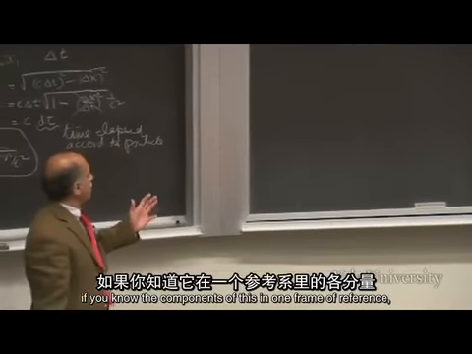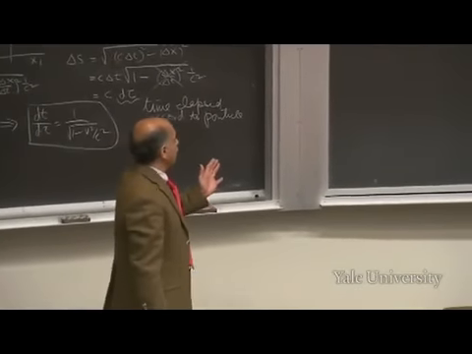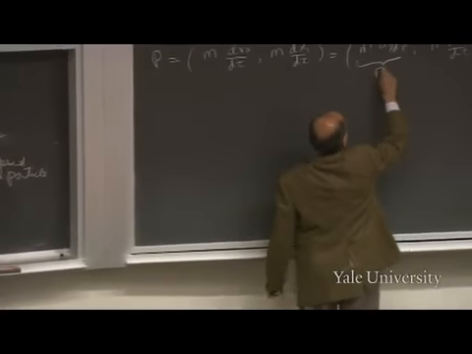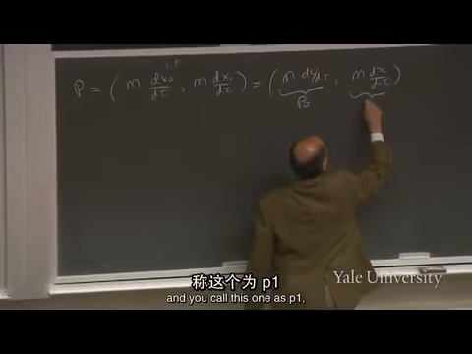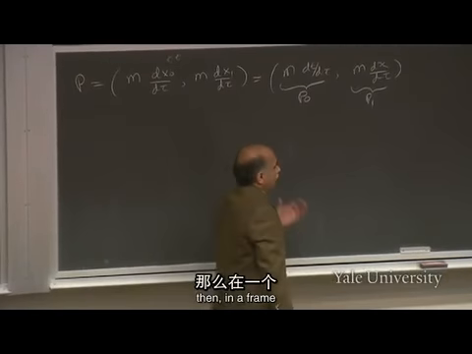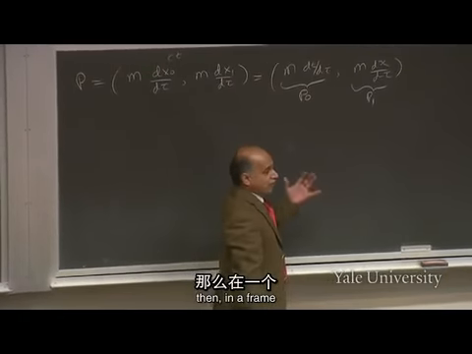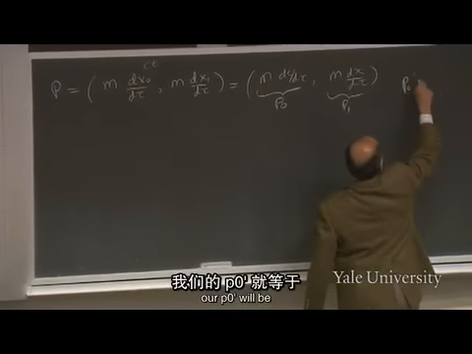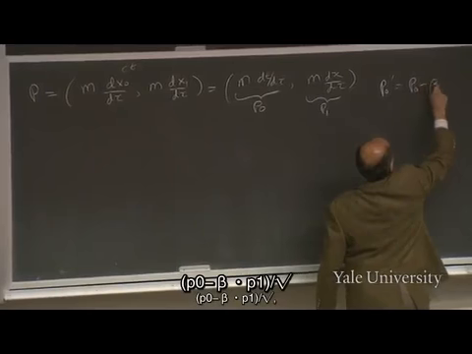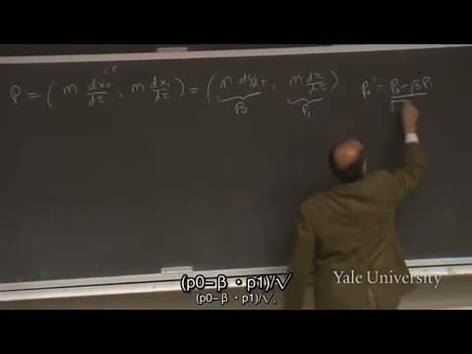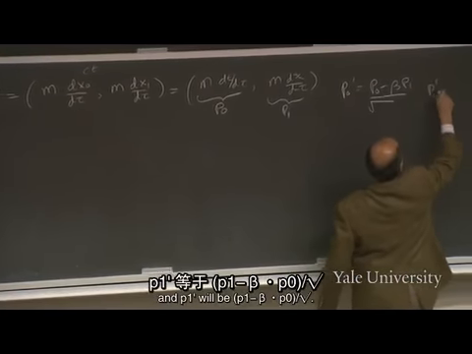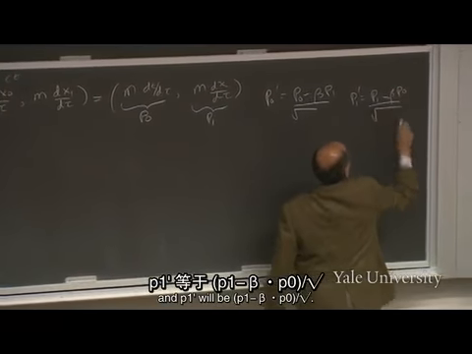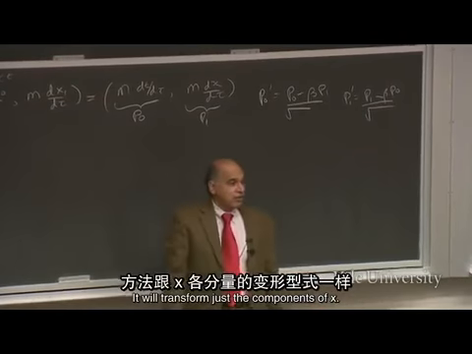That means if you know the components of this in one frame of reference, and you call one of them P0, and you call this one P1, then in a frame that's moving relative to you at speed u, P0 prime will be P0 minus beta times P1 over the square root, and P1 prime will be P1 minus beta times P0 over the square root. It'll transform just like the components of x.